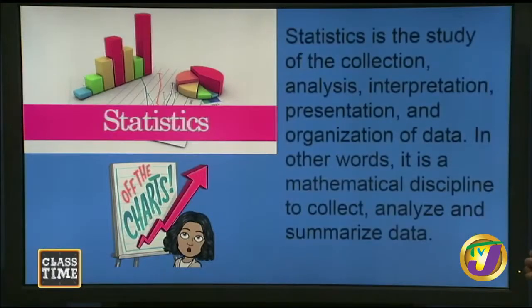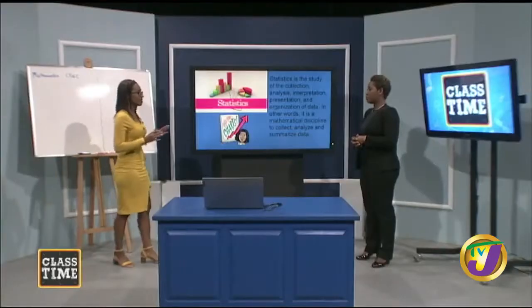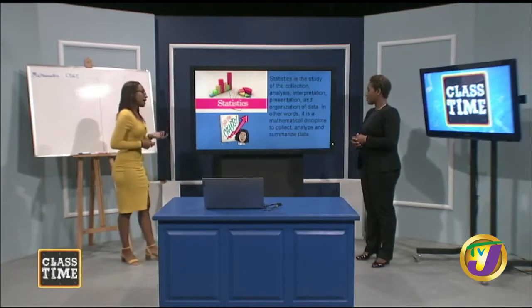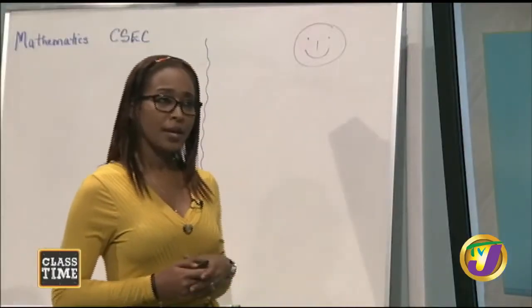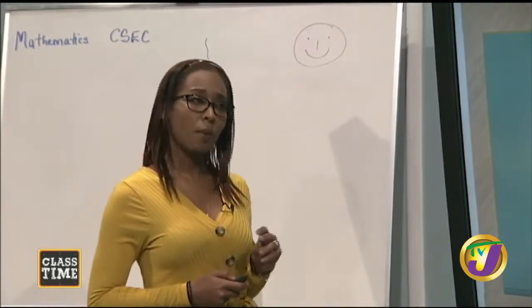Now we're taking a look at statistics. And this is the study of the collection, analysis, interpretation, presentation, and organization of data. In other words, it is a mathematical discipline to collect, analyze, and summarize data. So when you talk about statistics, we're looking at graphs, we're looking at data, all of those things. How we have to collect, how we present it, how we discuss our findings, all that is entailed in statistics. Makes sense. And lastly, remember we had outlined three headings: measurements, statistics. Now we're looking at probability.